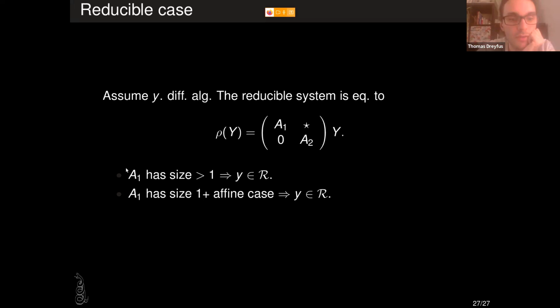And in fact, there is this dichotomy: either A1 has dimension strictly bigger than 1, and then it's the induction step, and you arrive at the conclusion. Or A1 has dimension 1, and then you are in the situation of the order 1 affine case, and then you arrive at the conclusion. So the general idea is that the path of the proof is similar, but each time there is a difficulty.